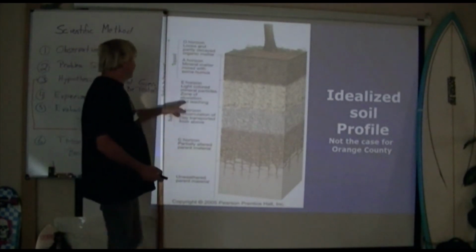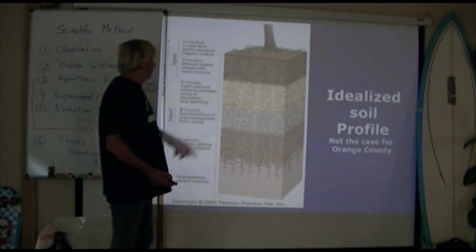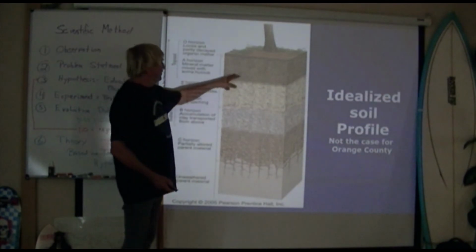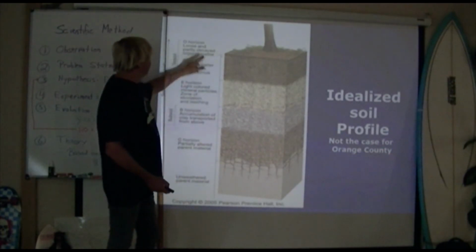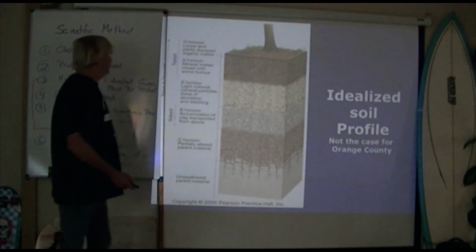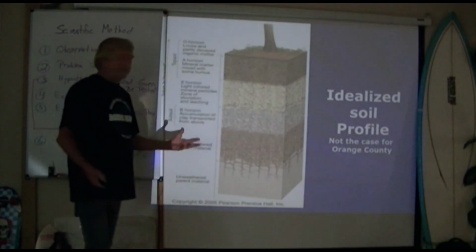And then this is where you get a lot more clay and leaching going on. And then you get the mineral matter mixed with the organic material. So the O horizon is basically the organic material. The A horizon is mineral matter mix. So what do we have in Orange County?